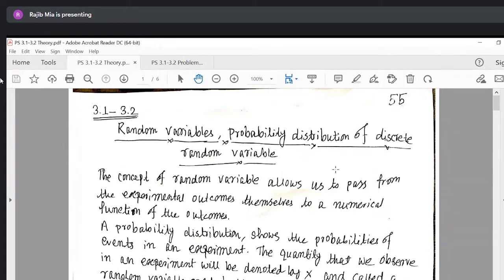So now chapter 3, sections 3.1 and 3.2: random variables and probability distribution of discrete random variables. Random variables are of two types: discrete and continuous. Chapter 3 is devoted to discrete random variables, and chapter 4 will be for continuous random variables. Okay.